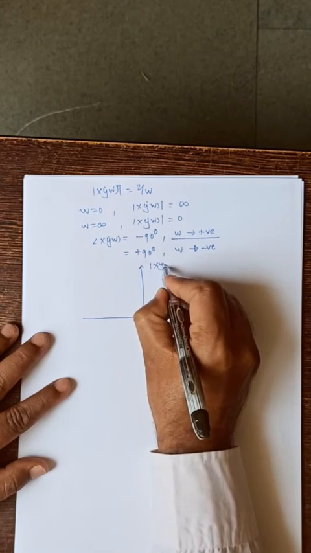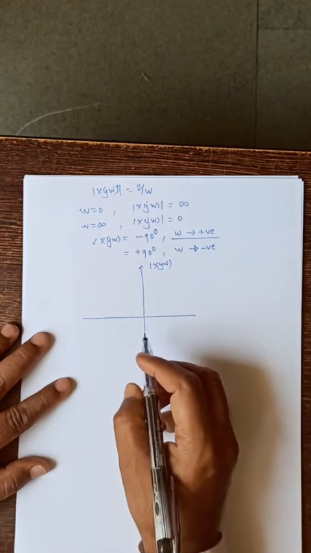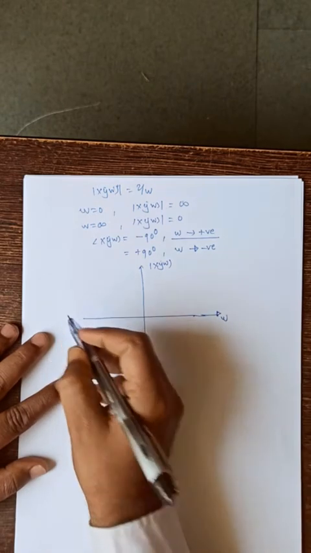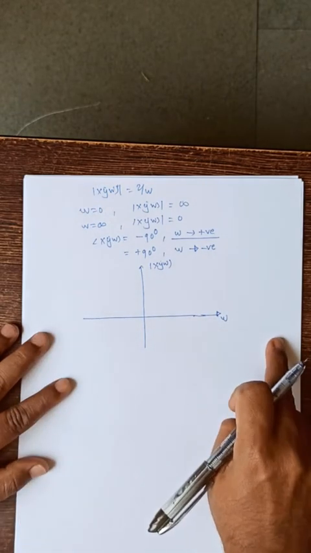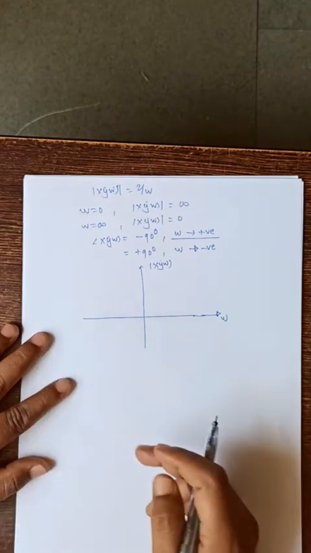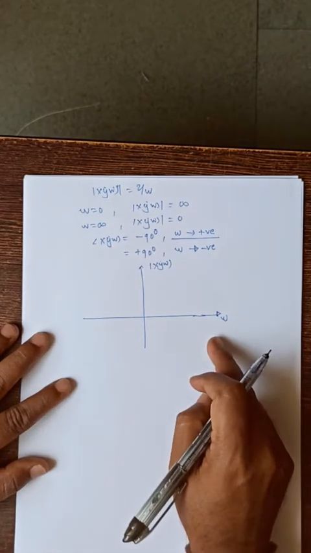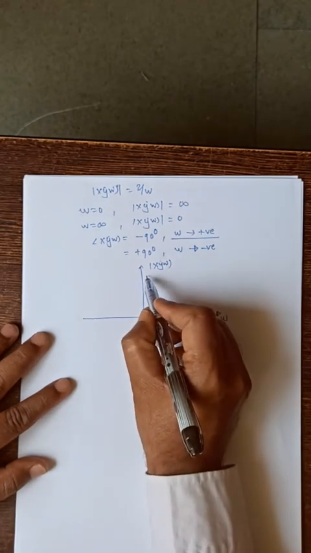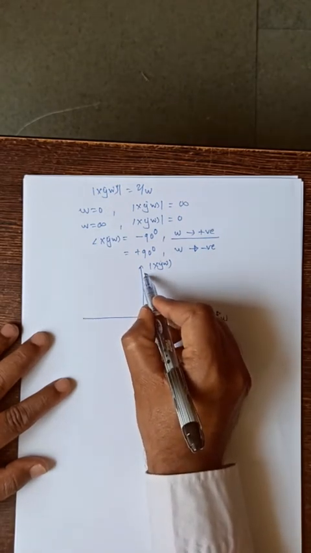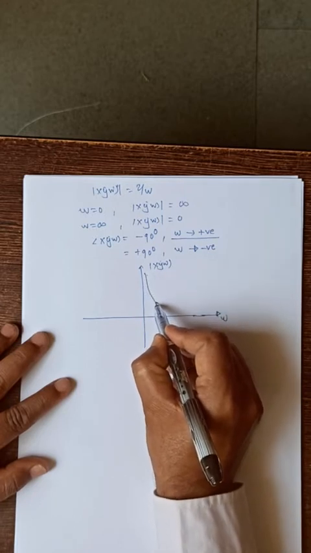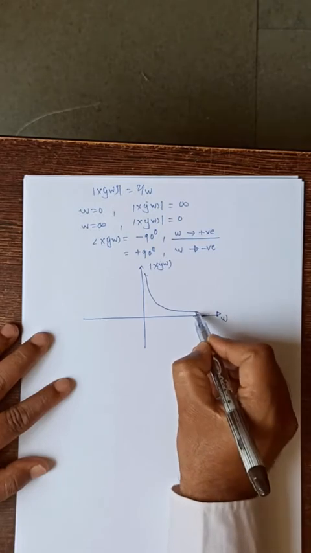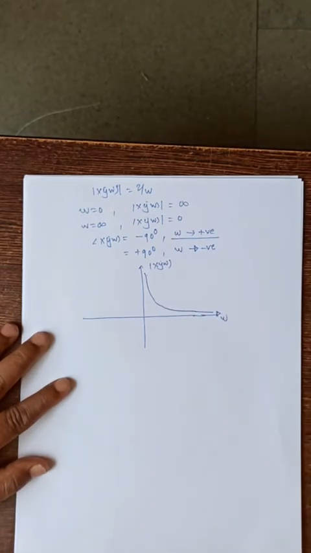Magnitude of X of j omega, this is omega, positive side, this is negative side, towards the positive infinity, this is towards the negative infinity. When omega is equal to 0, it goes towards infinity, and when the values of omega are increasing towards infinity, it reaches 0.